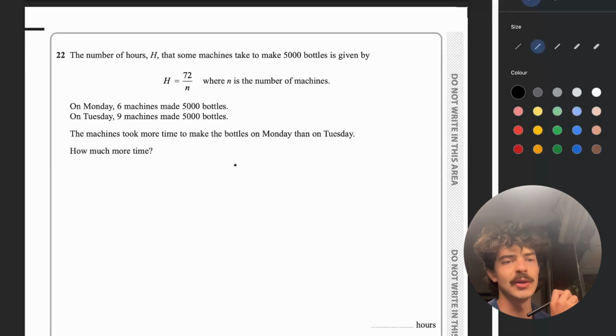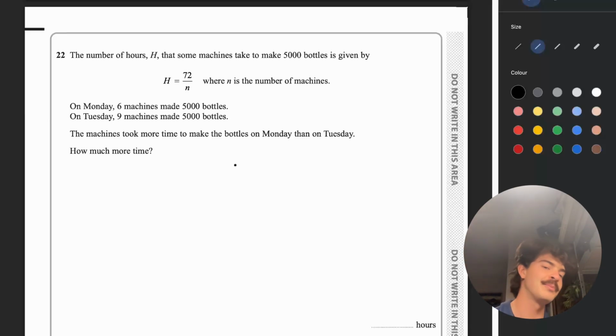Question 22. The number of hours H that some machines take to make 5,000 bottles is given by H equals 72 over N. Okay. So the hours it takes is 72 divided by the number of machines. On Monday, 6 machines made 5,000 bottles. On Tuesday, 9 machines made 5,000 bottles. Cool. The machines took more time to make bottles on Monday than Tuesday. Yeah, it makes sense, right? Less machines, it takes longer.